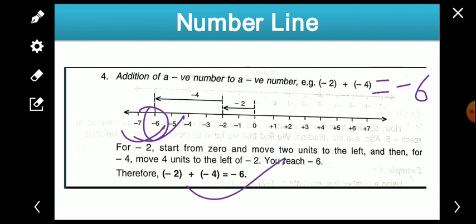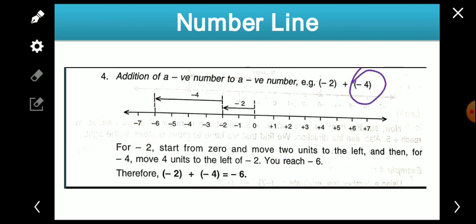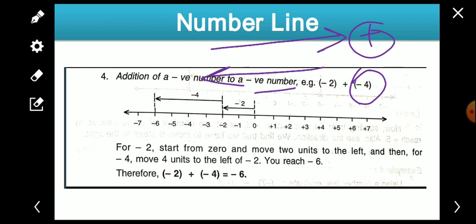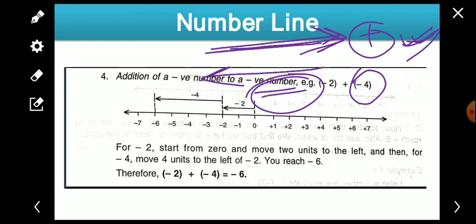So very simple it is: first reach the first number, and after that you see the second number. If the second number is positive, then move towards right, and if the second number is negative, then move towards left.